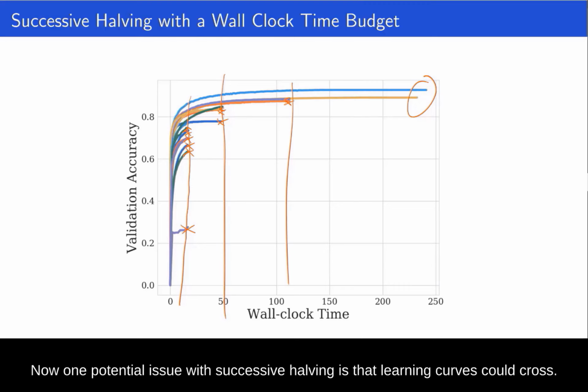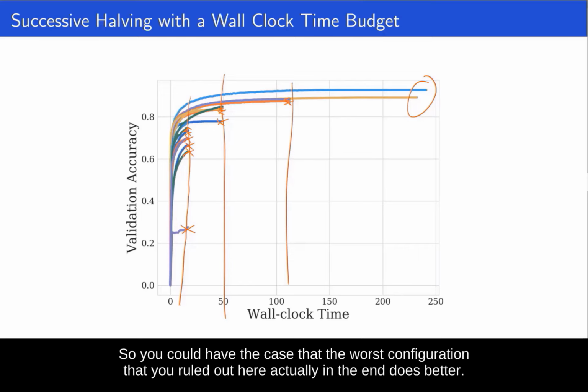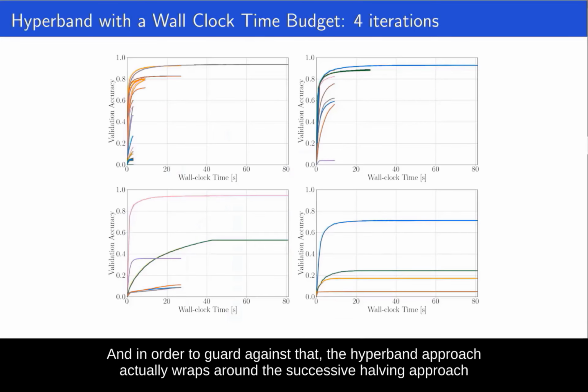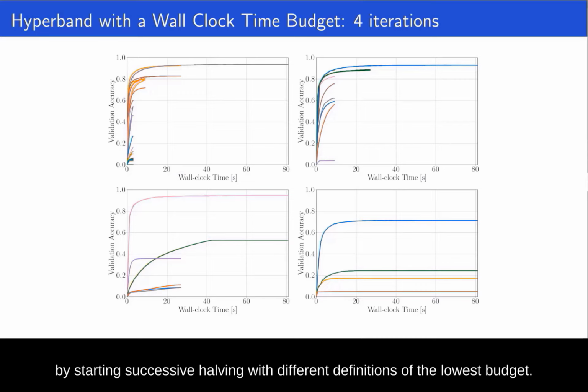Now, one potential issue with successive halving is that learning curves could cross. So you could have the case that the worst configuration that you ruled out here actually in the end does better. That is a hypothetical possibility. To guard against that, the hyperband approach wraps around the successive halving approach by starting successive halving with different definitions of the lowest budget.